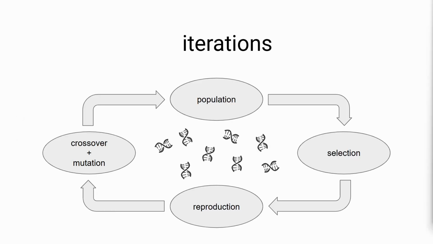Iteration is a complex cycle of processing in a genetic algorithm involving selection, reproduction, crossover, and mutation. Each iteration leads to the creation of a new generation, which should be better adapted to solving the problem. The iterative process continues until the optimal solution is reached or termination criteria are met.